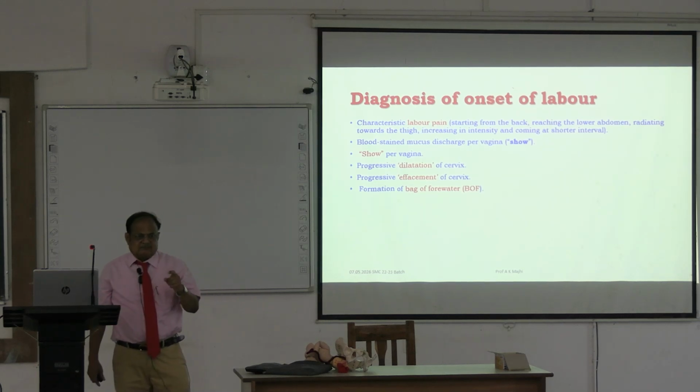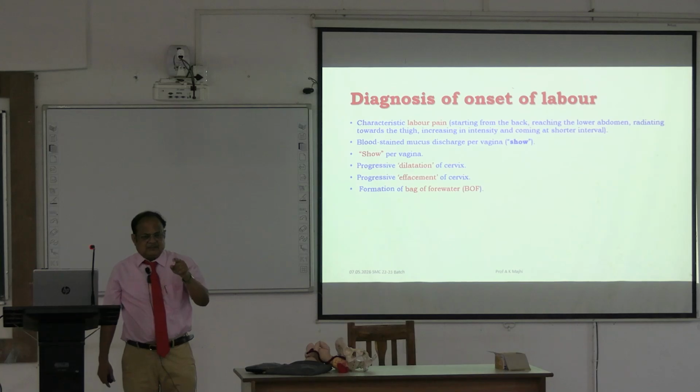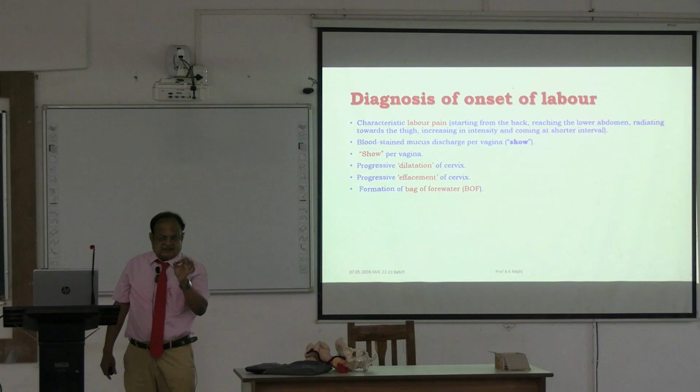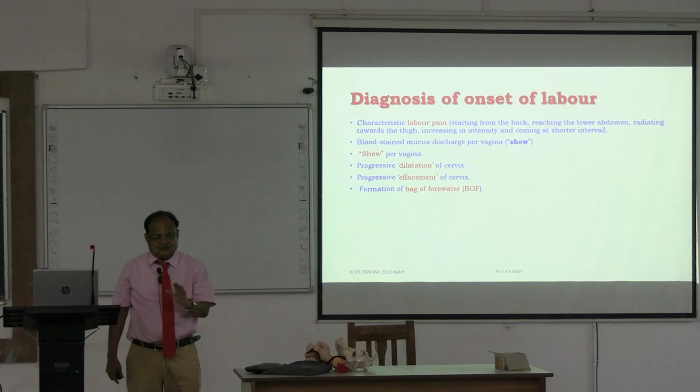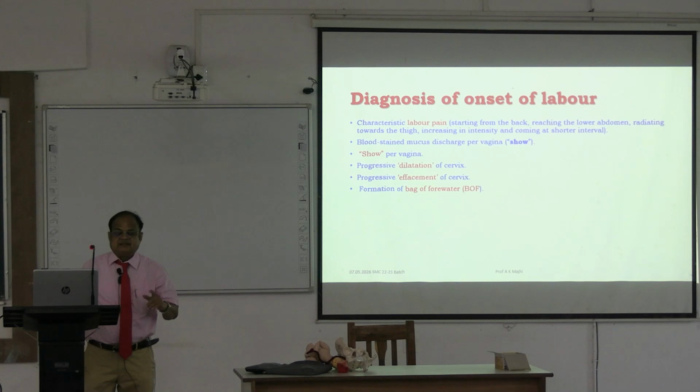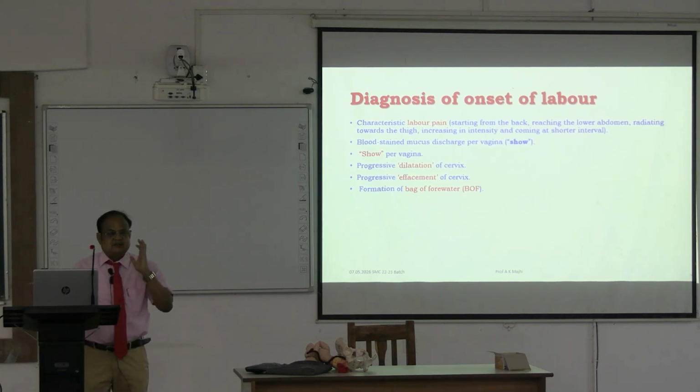So, the onset of labor starts the first stage of labor, and the symptom is pain. Next, the patient usually complains of vaginal discharge, reddish vaginal discharge, which is a show. That is blood-mixed mucus. Then per vagina examination shows progressive dilatation of the cervix and progressive effacement of the cervix. I am coming to that effacement, and formation of the bag of forewater.